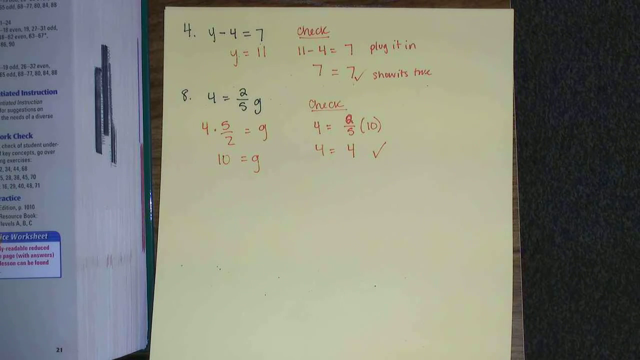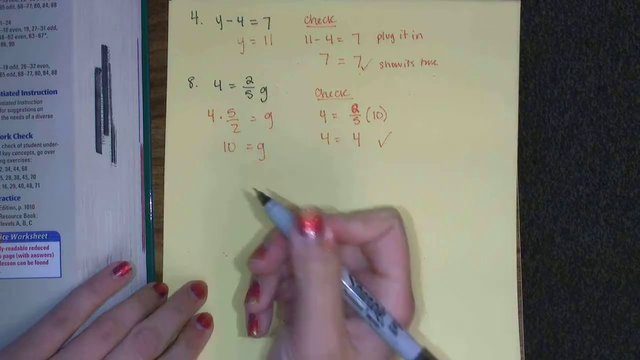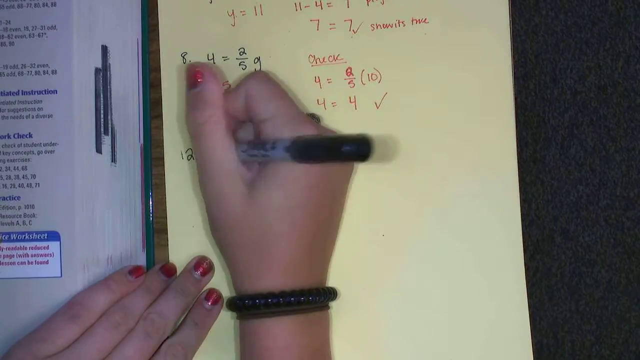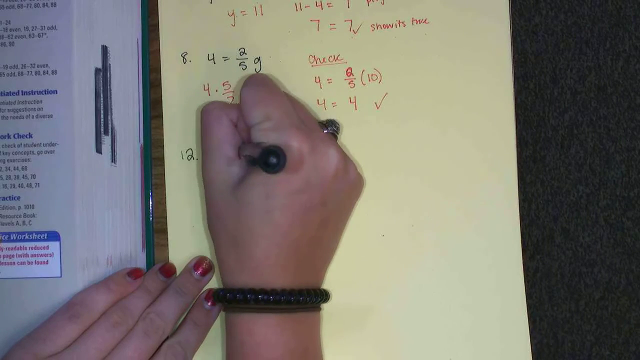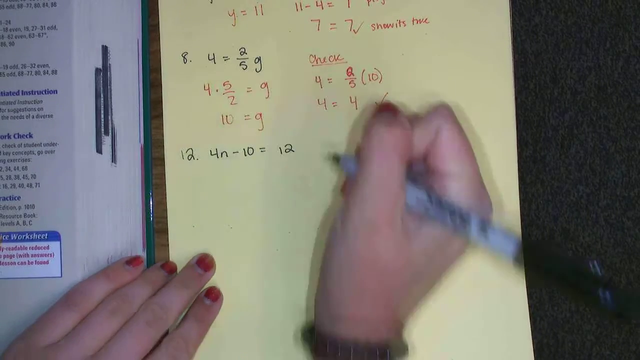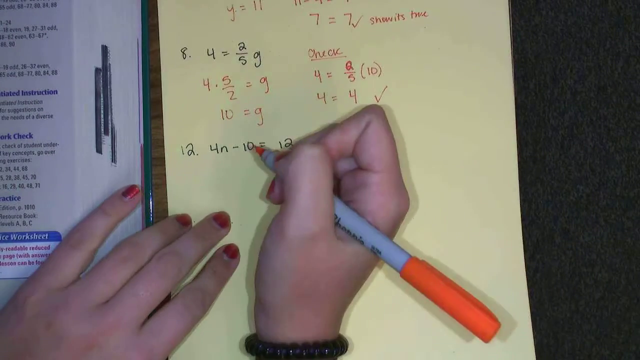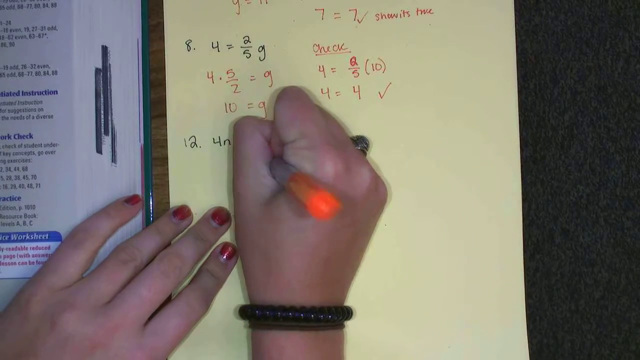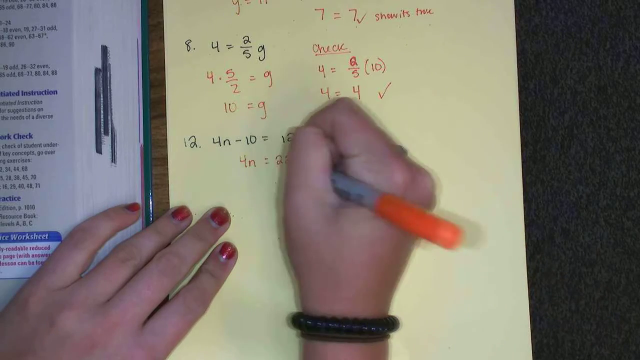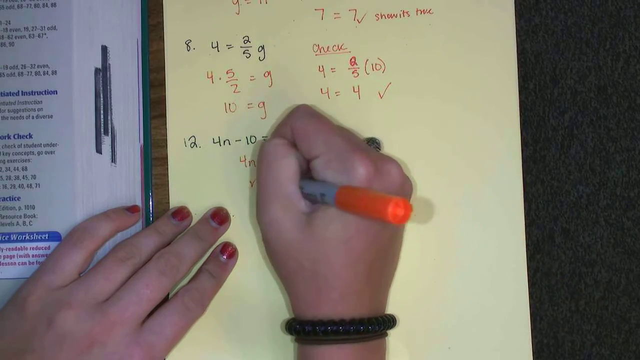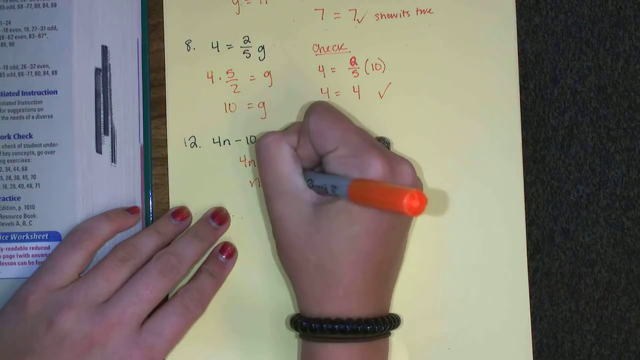Yes. If you watch the video, you know that checking is not optional. So 12, 4n minus 10 is equal to 12. How do I get the variable by itself for this one? Yep, add 10 to both sides and then divide. So 4n is equal to 22. And then n is equal to 22 over 4.